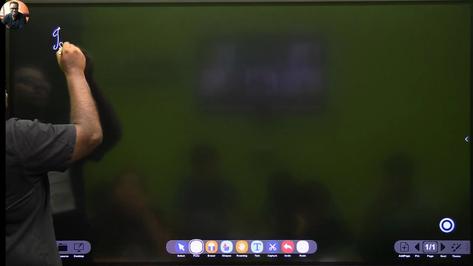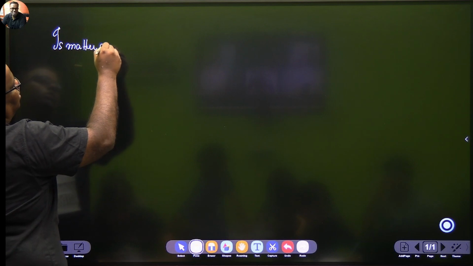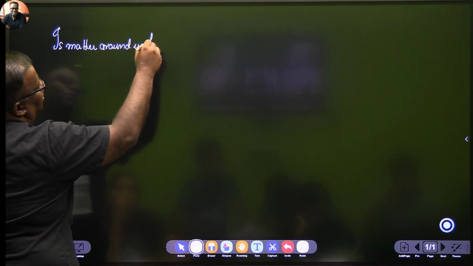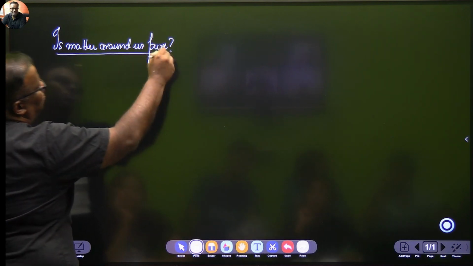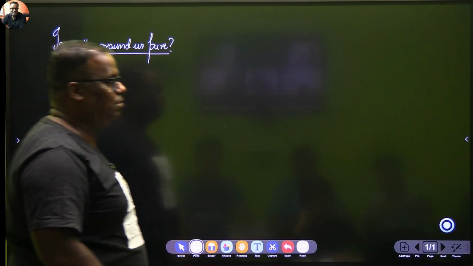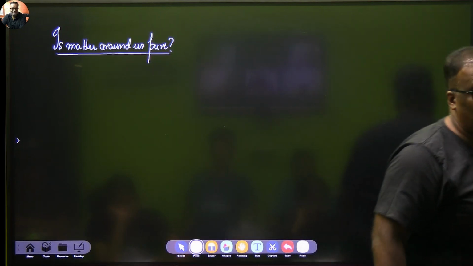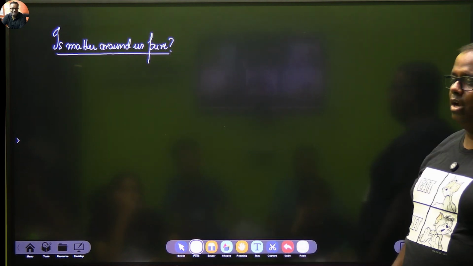Is matter around us pure? That is what they are asking us. So the definition of matter is already clear with us. What is matter? Matter is anything that has got mass, occupies space, and I said can also be felt. ठीक है ना? अब ये यही सोच रहा है, is matter around us pure?